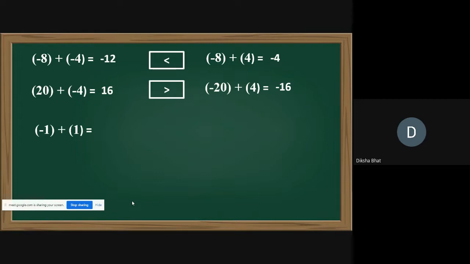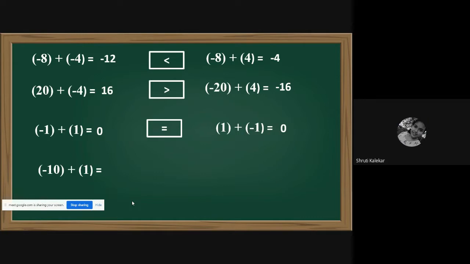Negative 1 plus 1. What is the answer of negative 1 plus 1? 0. 1 minus 1. What is the answer? 0. Yes. Both numbers are equal. Negative 10 plus 1. -9. Yes. 10 minus 1. 9. Yes. 9 is greater than negative 9.